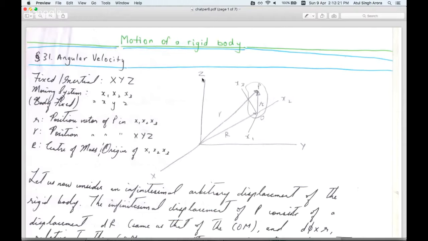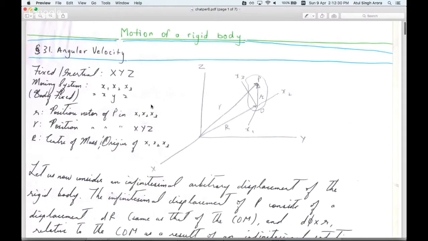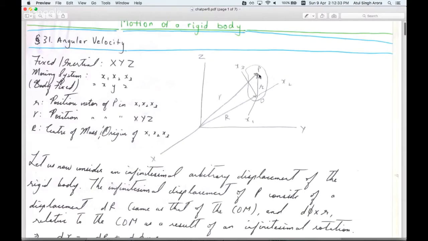One is the fixed or inertial frame, which we label with x, y, z. The other one's called the moving frame, which we label with x1, x2, x3, or equivalently with small x, y, z. The position of a point on the body, we call it P. So we label it with different vectors.